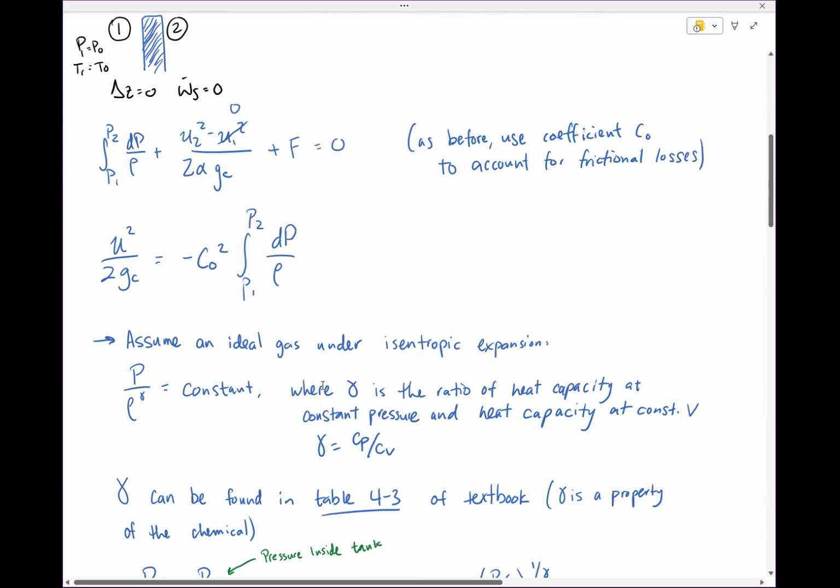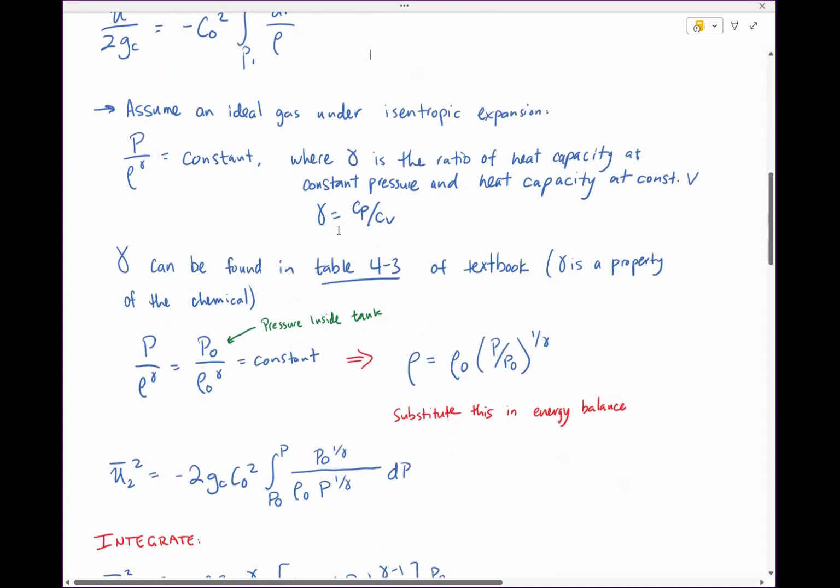So gamma is a concept from thermodynamics. This is the ratio of heat capacity at constant pressure and heat capacity at constant volume, e.g. Cp over Cv. For many gases, this is going to be 1 point something. Table 4.3 in your textbook has a bunch of them. So for example, for carbon monoxide, the gamma value is 1.4. And for ammonia, it's 1.32. So it's some number that's generally a little bit greater than 1.